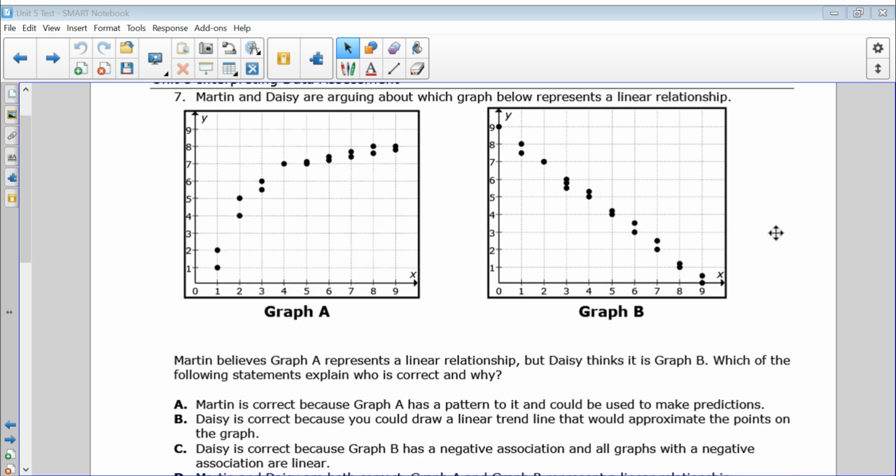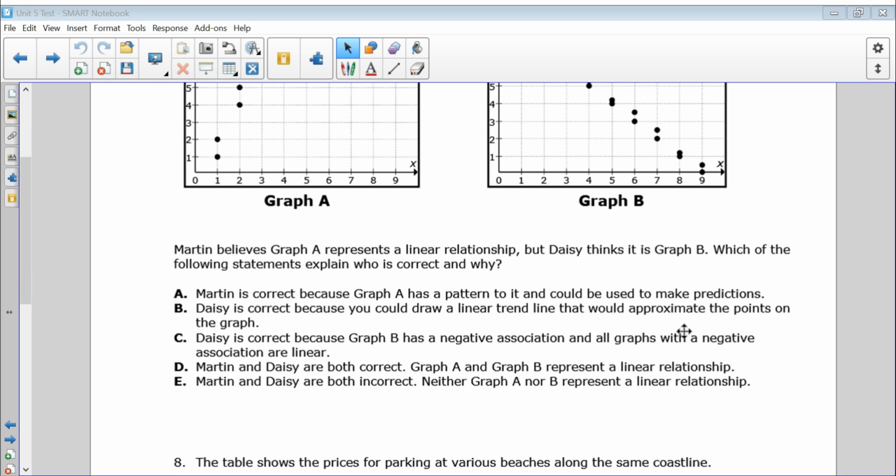Question 7. Martin and Daisy are arguing about which graph below represents a linear relationship. Graph A, Graph B. Martin believes Graph A represents a linear relationship, but Daisy thinks it is Graph B. Which of the following statements explain who is correct and why?